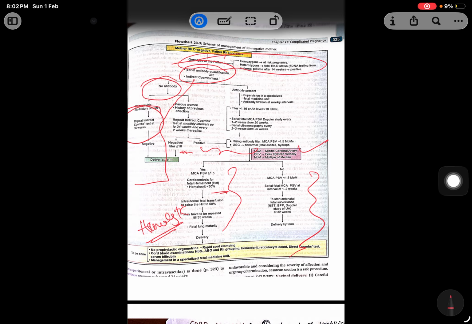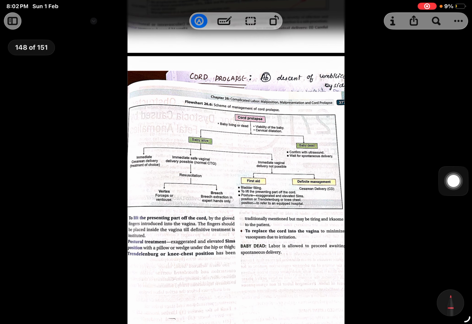Also, if lung maturity is attained, try to deliver the baby as soon as possible. Then cord prolapse, 3 markers, so I'm not discussing much. Basically, you have to check whether the baby is alive or dead. If it's dead, you go with expectant management. But if it's alive, then you have to immediately do a C-section. That is the treatment of choice.